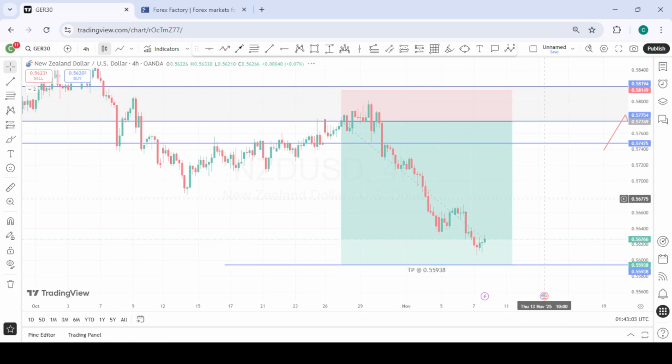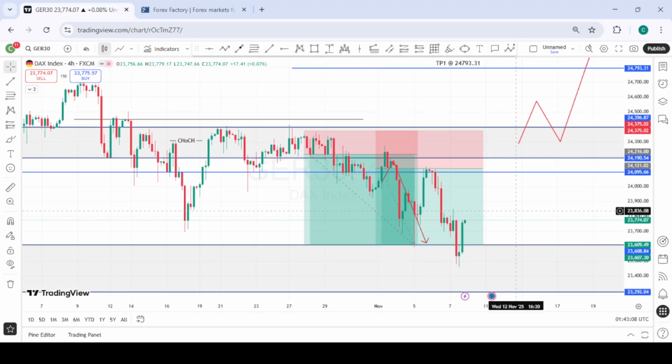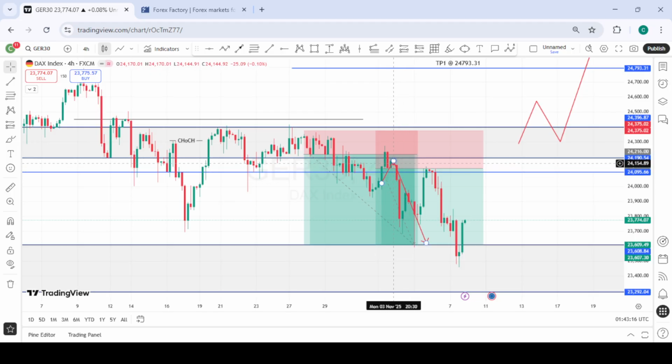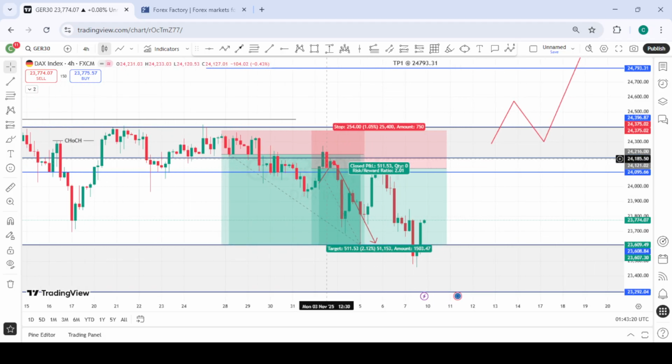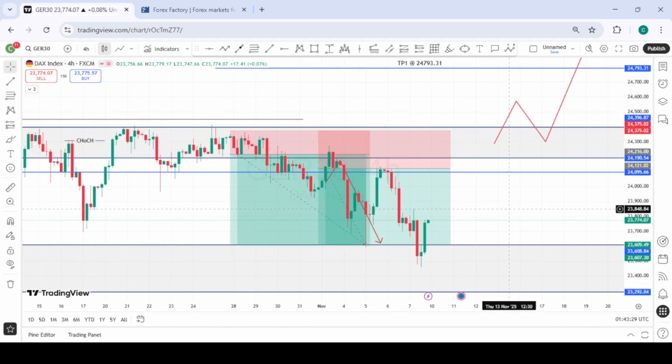And we also have here German 30. As we discussed last week, I anticipated that price was going to pull back into this area to give us a confirmation, and price pulled back into this area and gave us a 4-hour bearish engulfing candle and gave us the opportunity to take another sell position to the one that was already running, and both trades have finally hit TP.